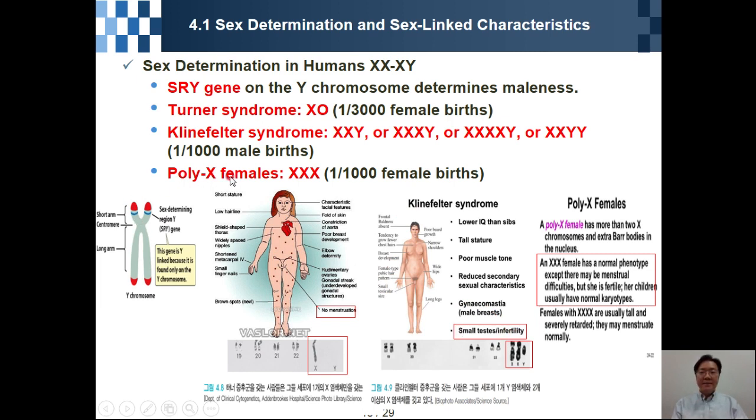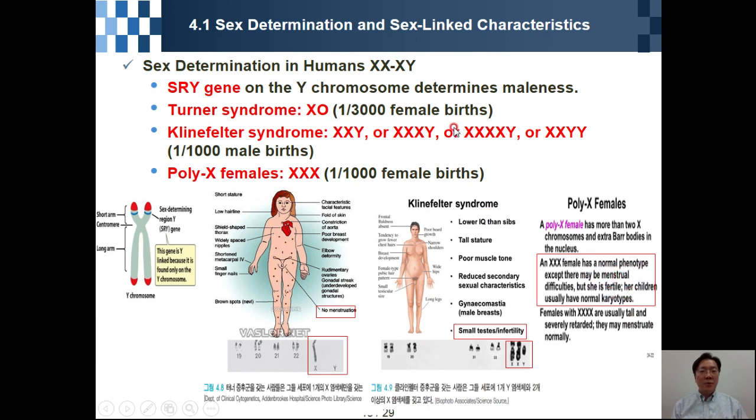How about poly-X female syndrome? Their karyotype is XXX, and the phenotype looks like a female. They have some menstruation difficulties, but she is fertile and her children normally have a normal karyotype. Their phenotype is female because they don't have a Y, but they have some difficulties in menstruation.